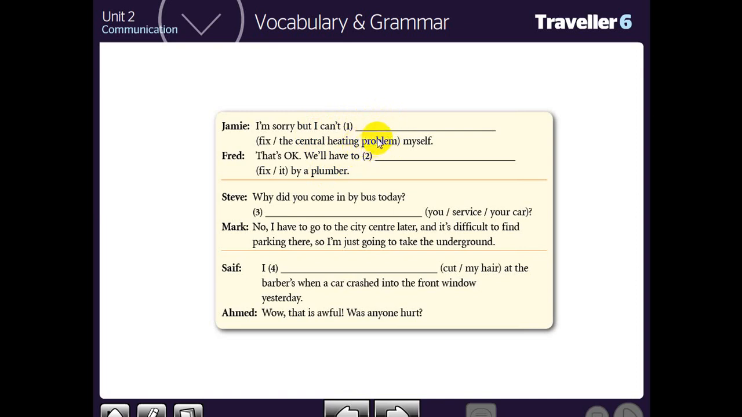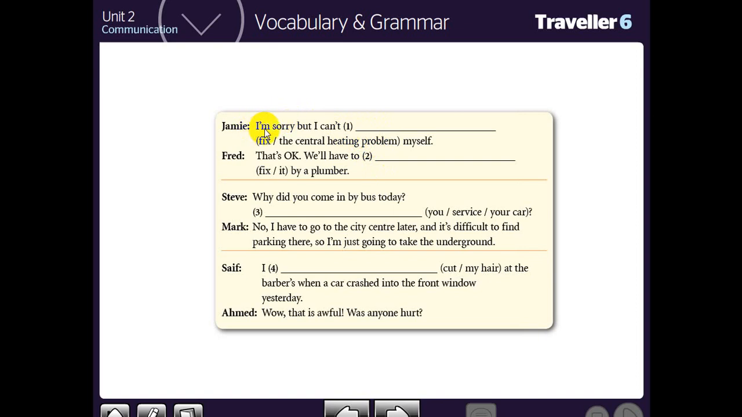Of course, if you have done the thing yourself, use the active structure. And if you don't, use the causative form. Let's try with the first one.